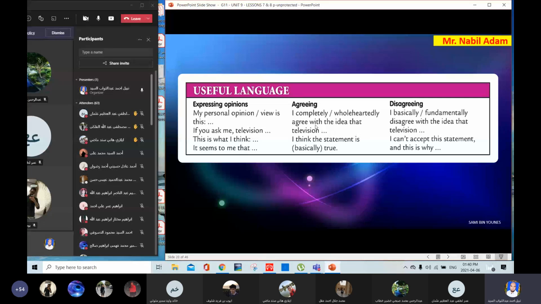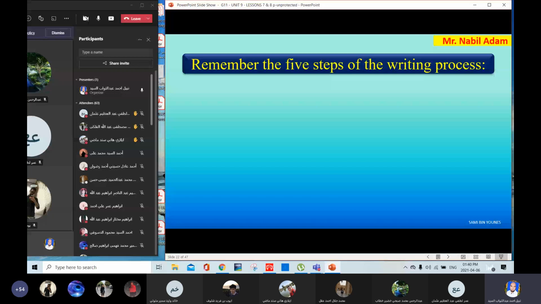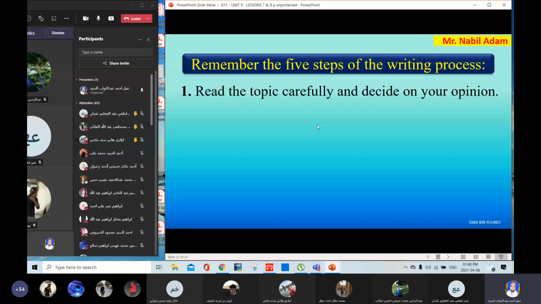So remember the 5 steps of the writing process. What are the 5 steps of the writing process? Before writing, read the topic carefully and decide on your opinion. Collect relevant ideas and write them in notes. Design a plan or an outline for your writing and stick to it. You have to stick to your outline. Start writing your first draft. Edit your essay and make any necessary changes. So you have to read, write, and edit before you publish or send your writing.